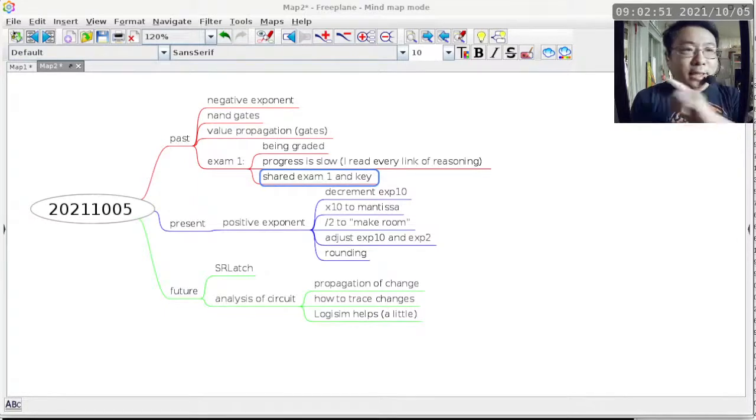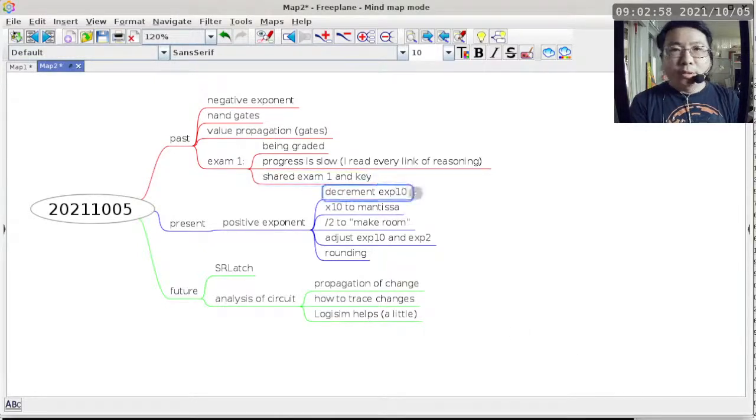So anyway, let's get the class started. We are going to start with how do we handle a negative exponent of 10. Excuse me, take it back. How do we handle a positive exponent of 10, and how do we decrement it? Let's go ahead and get started with this.